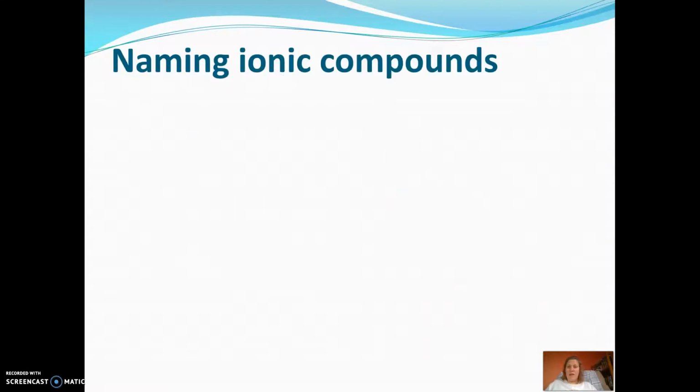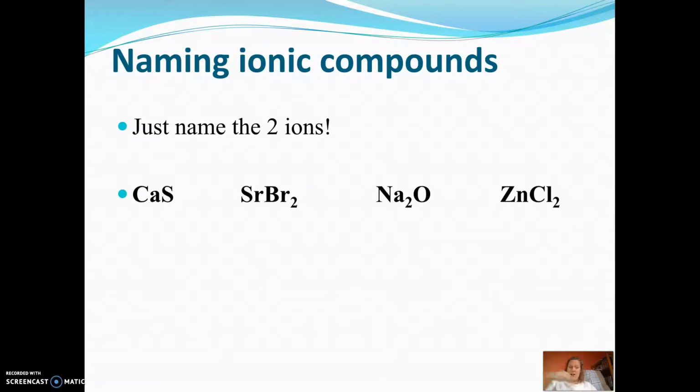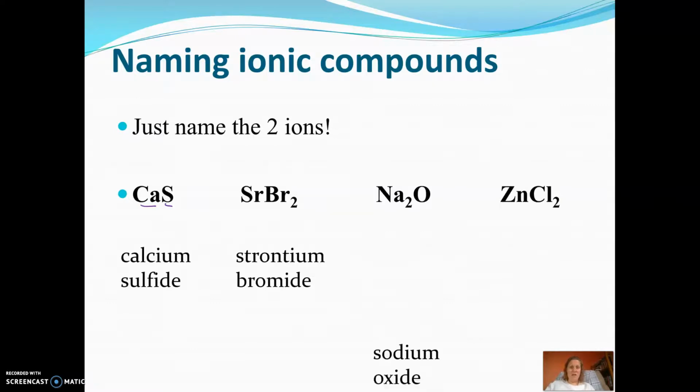Or an atom. Okay, so how do you name things? It's beautiful. Ionic compounds are easy. You just name the 2 ions. So this guy, look, calcium, the first element keeps its name, the second element changes to ide. So calcium sulfide. 2 ions, strontium bromide. That's it. Naming is the easiest. Sodium oxide. Zn is zinc chloride.